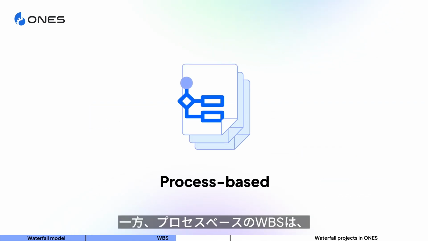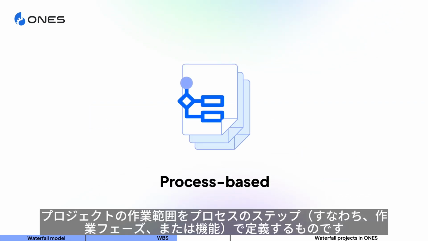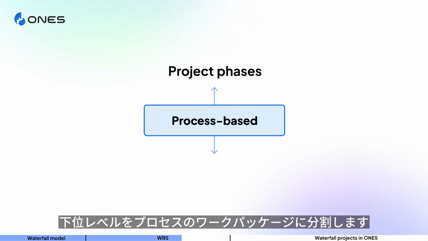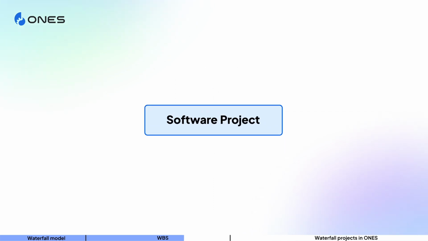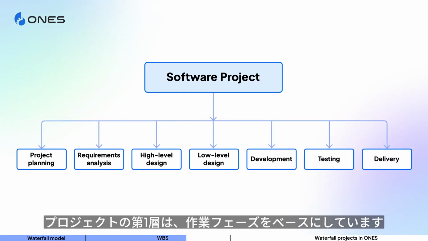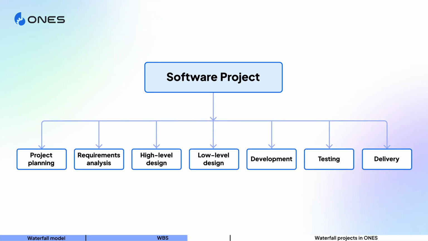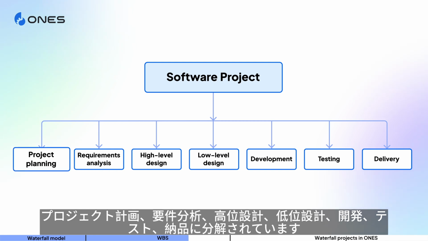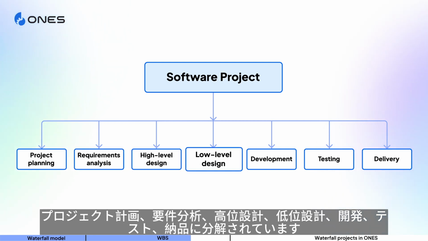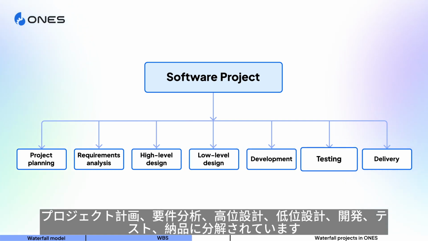A process-based WBS, on the other hand, defines the project scope of work in terms of process steps, for example, work phases or functions. This method typically divides the upper level into project phases and the lower level into process work packages. For example, in the case of software projects, the first layer of the project is based on work phases. It has been broken down into project planning, requirements analysis, high-level design, low-level design, development, testing, and delivery.